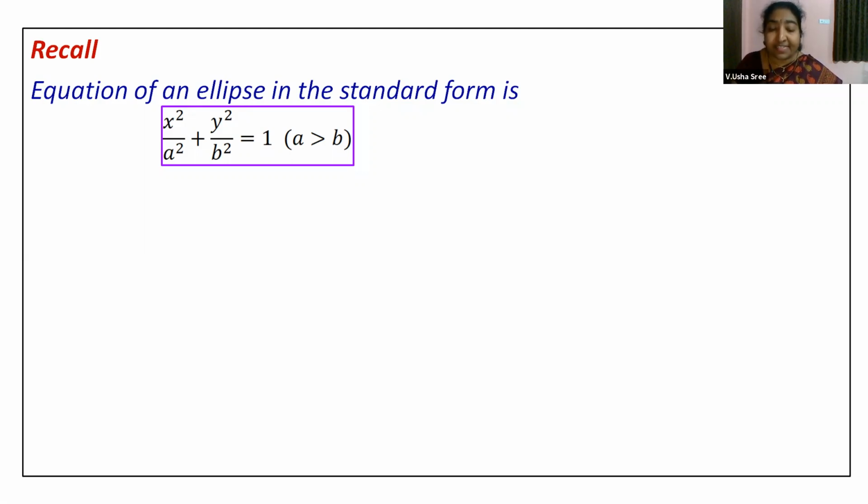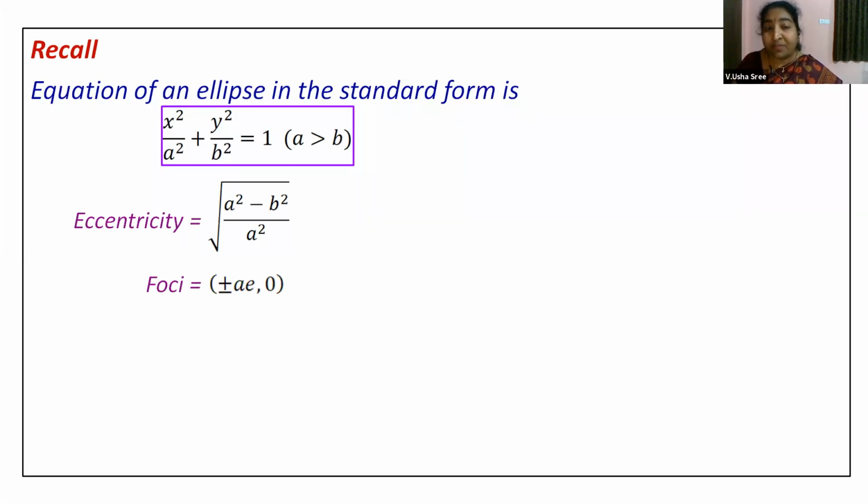So first we will start with eccentricity. Eccentricity of an ellipse is given by the formula root of a square minus b square by a square. Then we have seen the foci, that is plus or minus ae comma 0 for any standard ellipse equation. And the center, when we have x square by a square plus y square by b square equal to 1 as our ellipse equation, will be the origin itself, that is 0 comma 0.